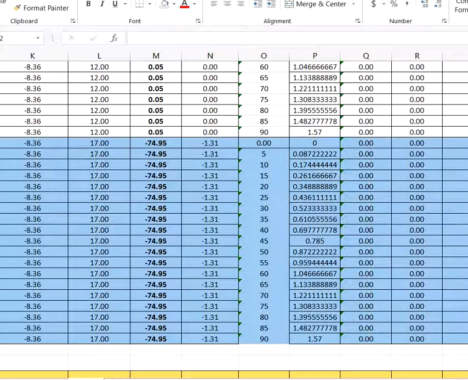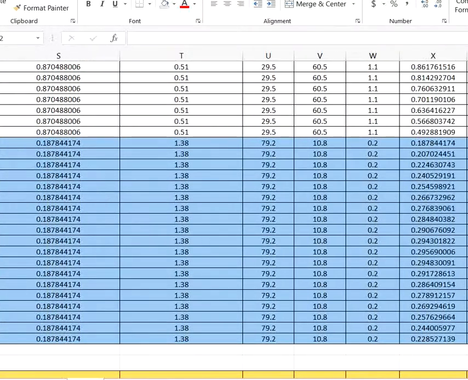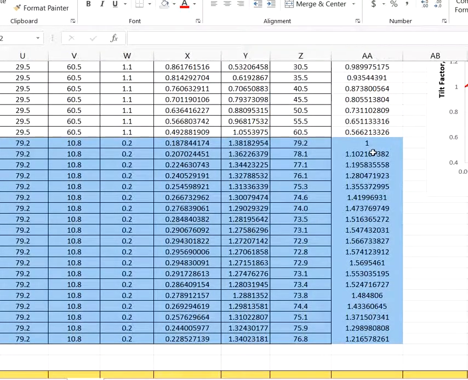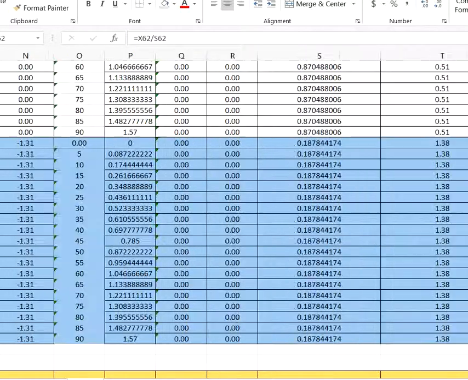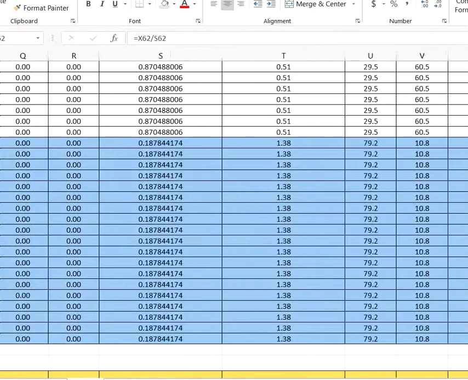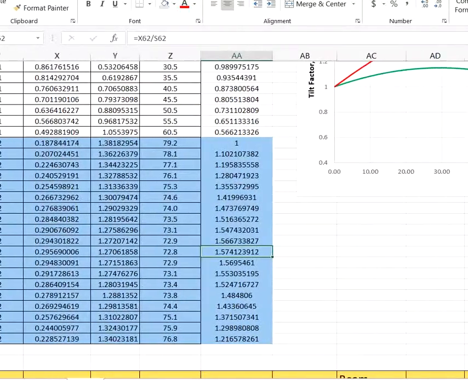So the variation shown in the tilt factor RB is this one. It starts from 1.10, 10, 28, 35, 41, 47, 51, 54, 56, 57. So we are getting the maximum value of tilt factor here, 57, corresponding to 50 degrees of the inclination slope. So it is clear here.